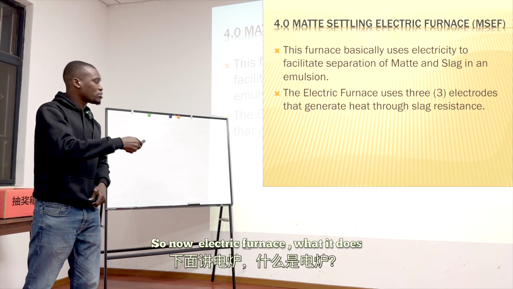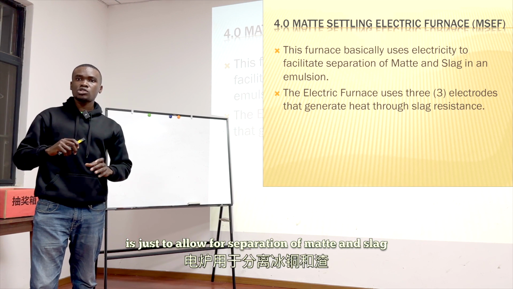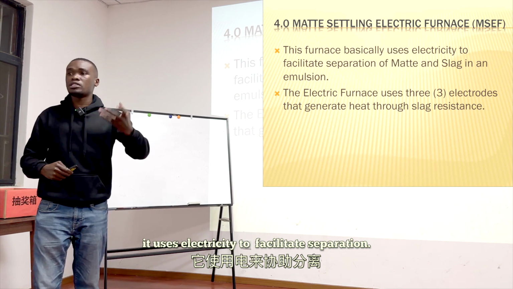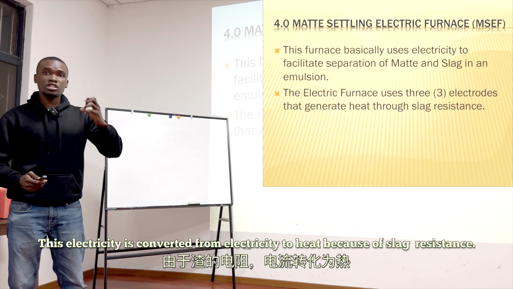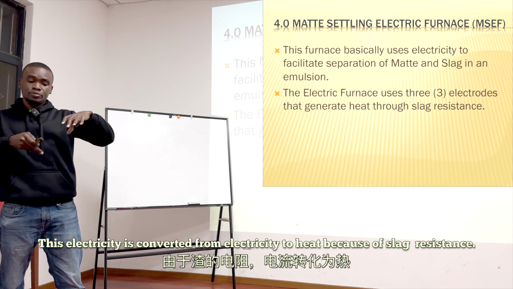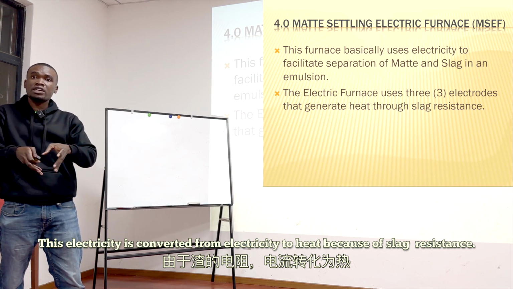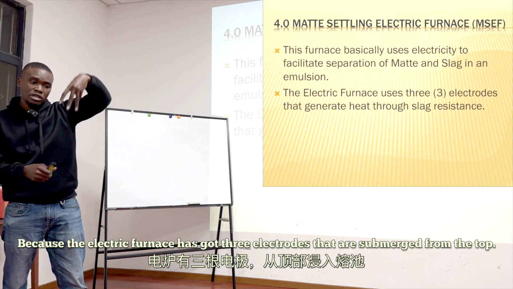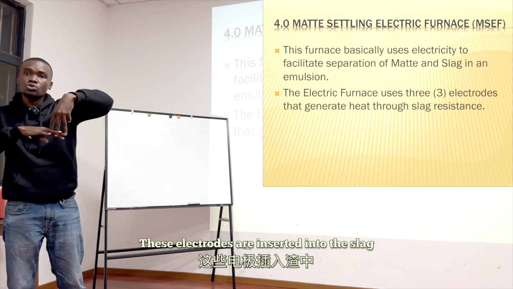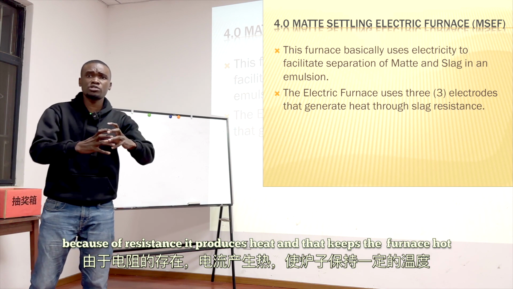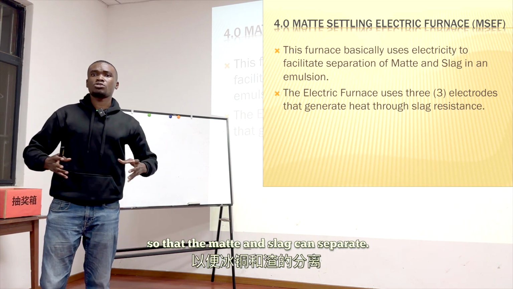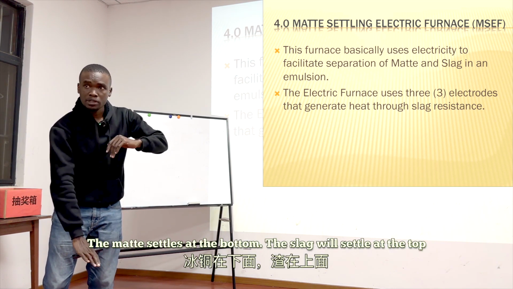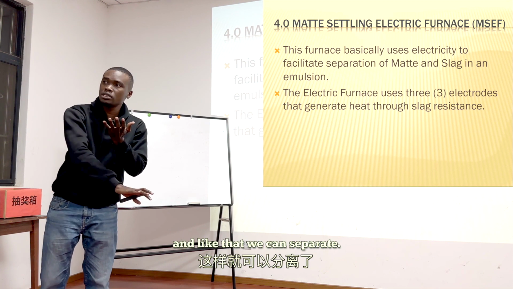So now, electric furnace, what it does is just to allow for separation of matte and slag. It uses electricity to facilitate separation. This electricity is converted to heat because of slag resistance, because the electric furnace has got 3 electrodes that are submerged from the top. These electrodes are inserted into the slag. Because of resistance, it produces heat, and that keeps the furnace hot, so that the matte and slag can separate. The matte settles at the bottom, the slag will settle at the top, and like that we can separate.